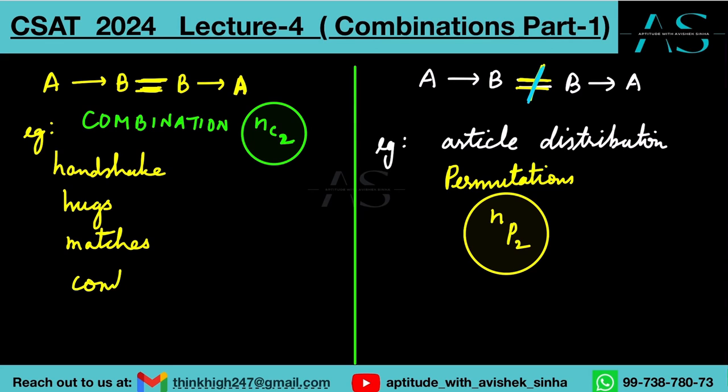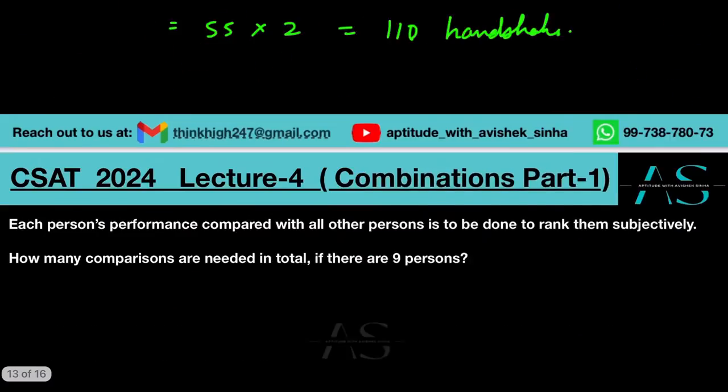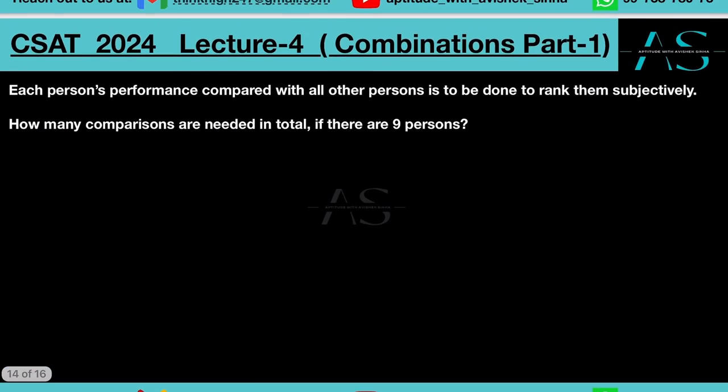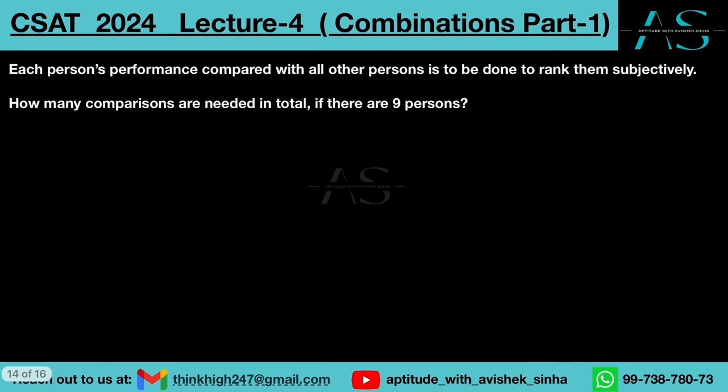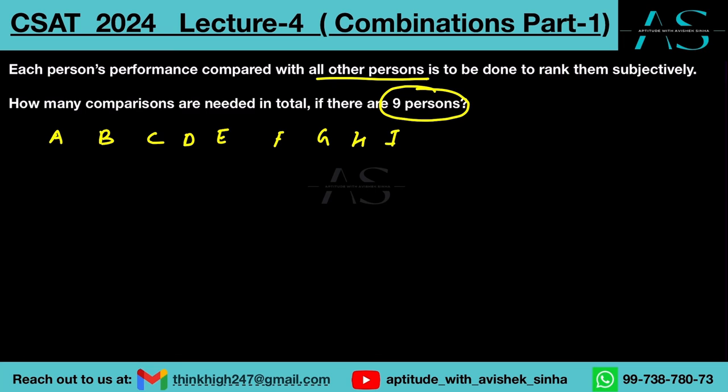When we are looking to do comparisons between certain persons in order to rank them among themselves, again we'll use combination. Let's see. Each person's performance compared with every other person is to be done in order to rank them, the group that we're talking about, subjectively. How many comparisons are needed if there are a total of 9 persons? So A, B, C, D, E, F, G, H, I, 9 persons.